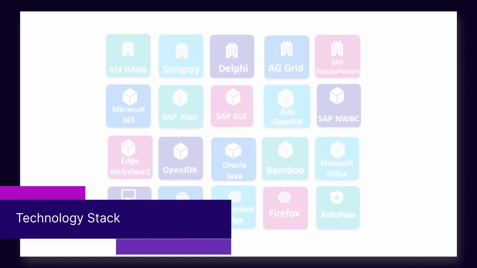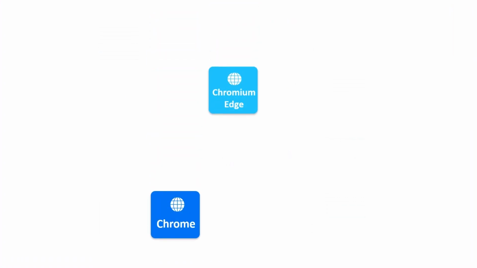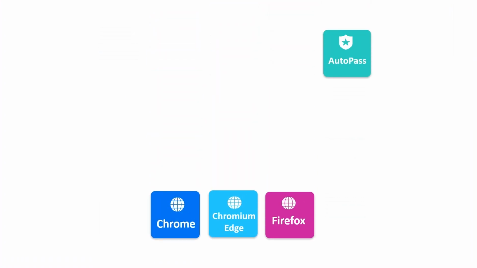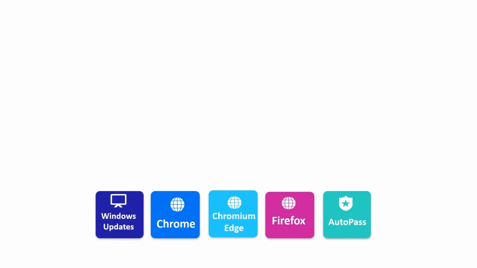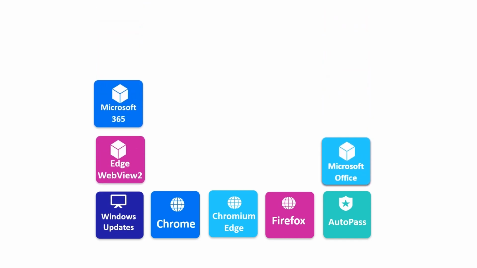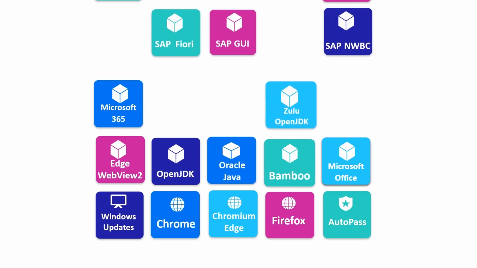This UFT One release supports new versions of Chrome, Chromium Edge, and Firefox, new AutoTask license server versions, and new Windows updates. It also adds support for many new technology versions, including Microsoft's programs, Bamboo servers, Java, SAP, and more.